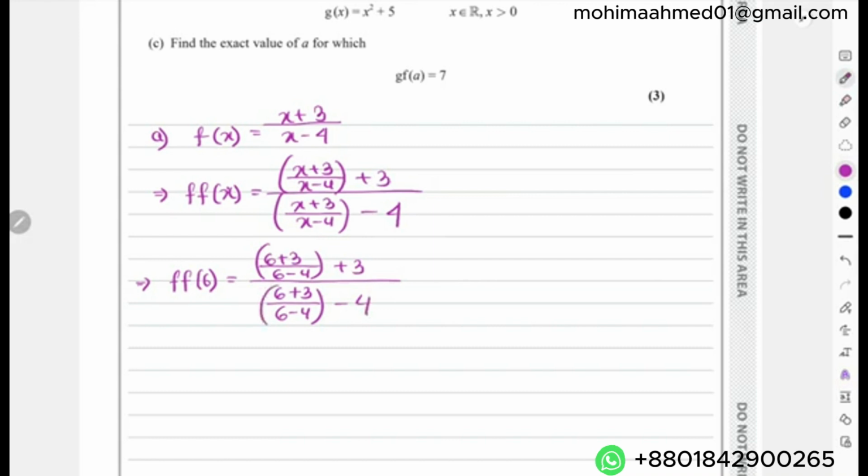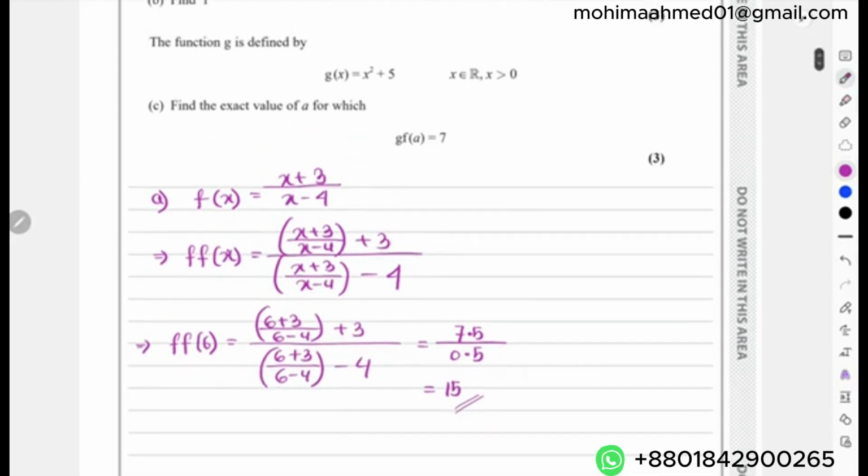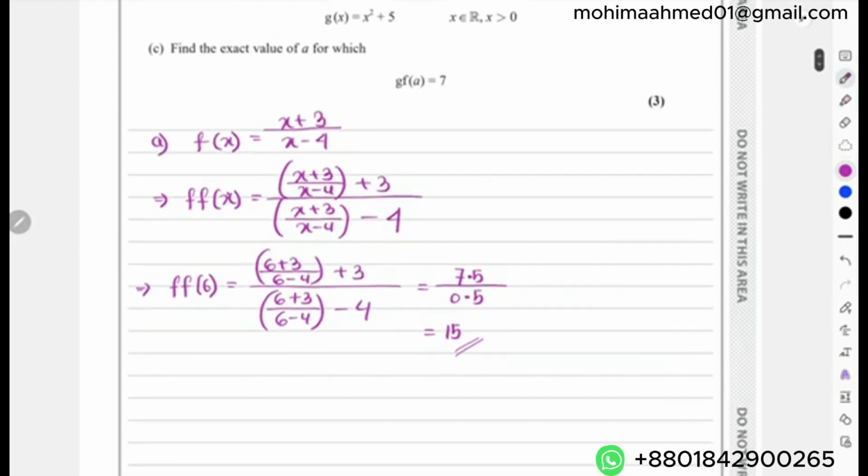So doing the calculations each line at a step, 6 plus 3 over 6 minus 4, this is added with 3. I'm doing the numerator, and you get 7.5 in the numerator actually. And on the denominator, if you do the same thing, but just have to subtract 4 from that fraction now, because the fraction is the same, then you get half on the new denominator. So 7.5 over 0.5, you get your final answer to be 15. So ff6 is 15.